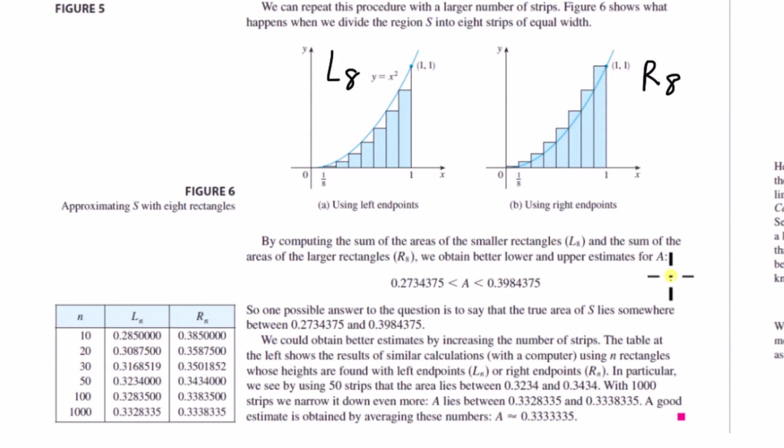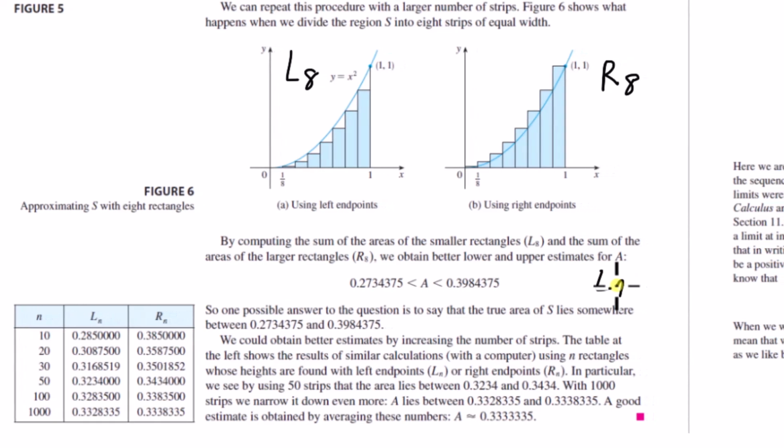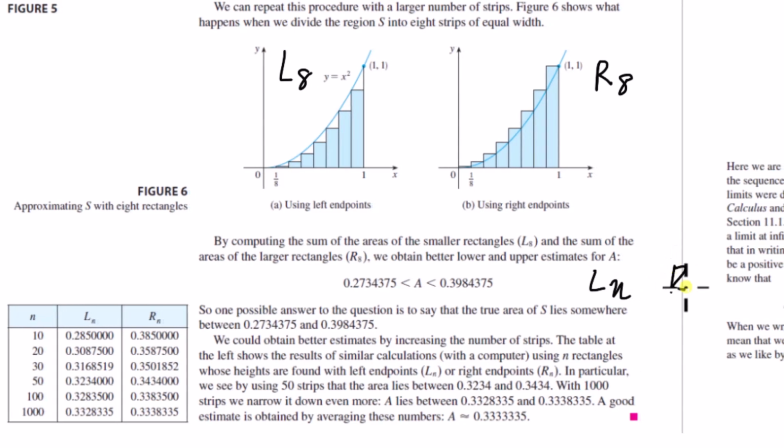If we think about how, in general, you have an L sub n and an R sub n, well, let's just keep increasing n to 10, 20, 30, 50, 100, 1,000. So when n is equal to 1,000, here's L sub n and here's R sub n. So the actual area of the region S must be something between these two numbers. And if you take the average of these two numbers, you're going to get a really good approximation for the actual area. Here's the average of these two values.